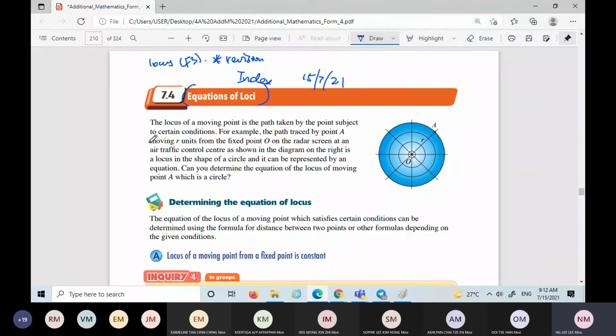Okay, we go to this. What's the meaning of locus? This one you actually learned before. A locus is a moving point; it is the path taken by the point subject to certain conditions. Usually a condition is given, so you can form a locus.